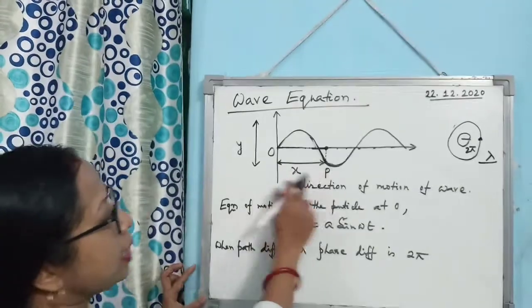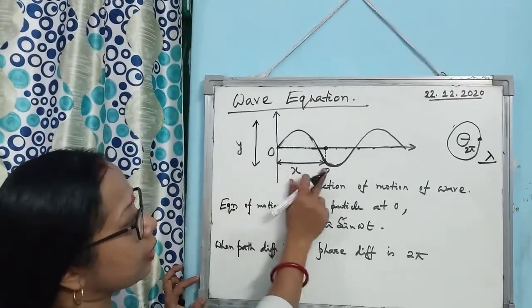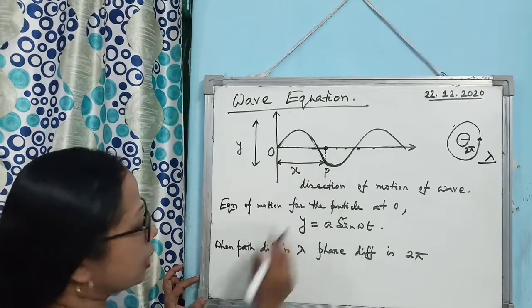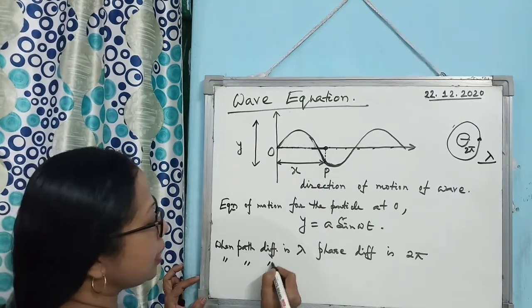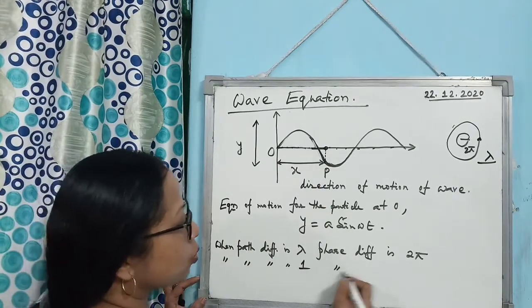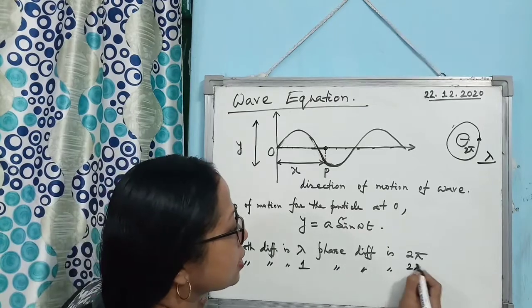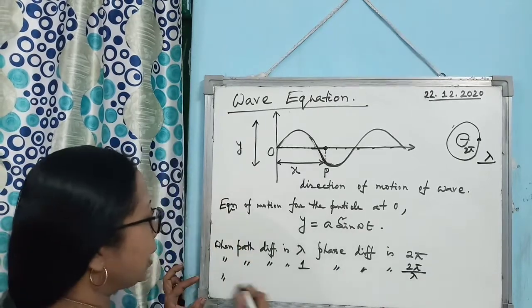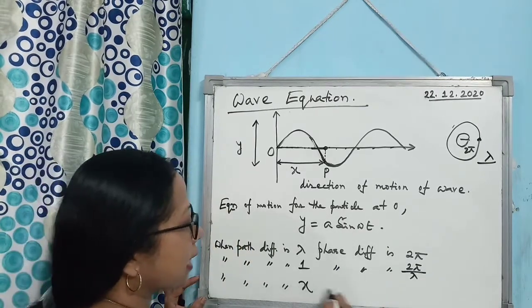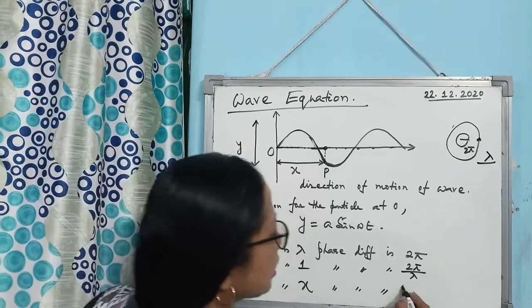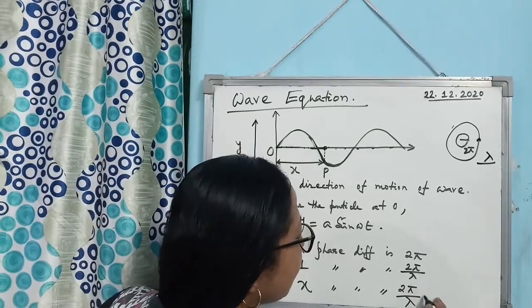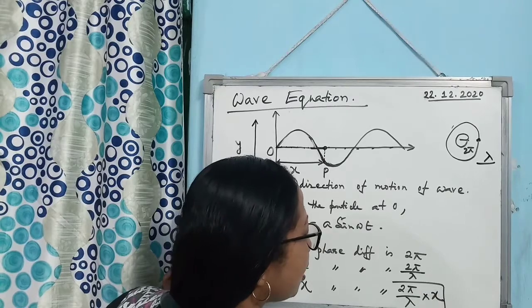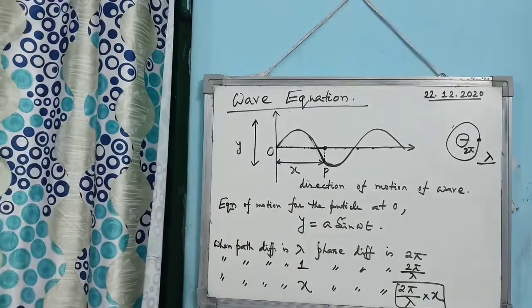Now here you see, what is the path difference between O and P? x. So if you do just the unitary method, when path difference is 1, phase difference is 2 pi by lambda, and when path difference is x, phase difference is 2 pi by lambda into x. Alright, so what can you say?